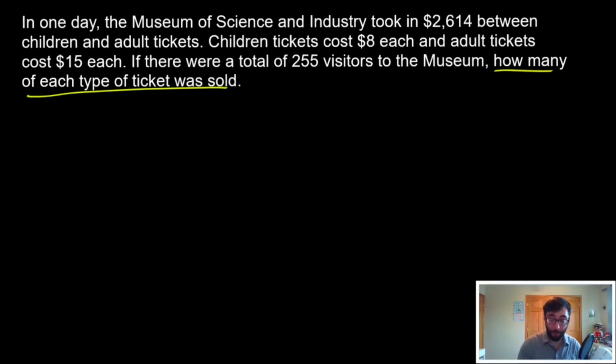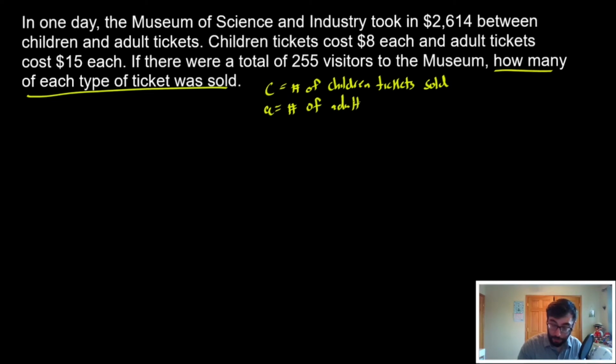So that's exactly what I'm going to do. I'm going to say C is equal to the number of children tickets sold. And I'm going to say A is equal to the number of adult tickets sold. I highly recommend that you focus with the end in mind, because that can also help you figure out what your equation should end up looking like and what information you're really going for.